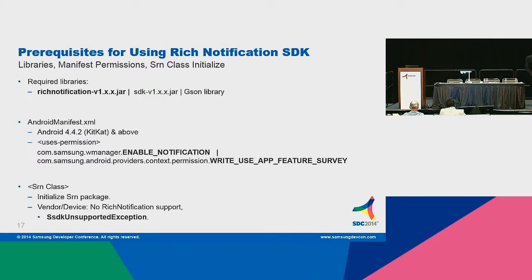The third prerequisite is you have to initialize the SRN class. This initialization checks whether the device is a Samsung device, and whether the supported Samsung device supports this package or not. Otherwise you will get the SDK unsupported exception. So we saw the architecture and the prerequisites. Let's get started with how to create a simple application and what the user scenarios are.